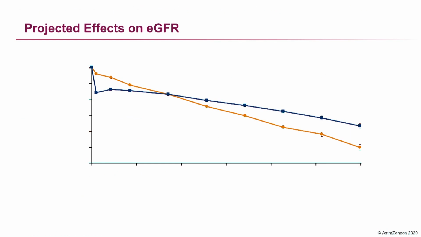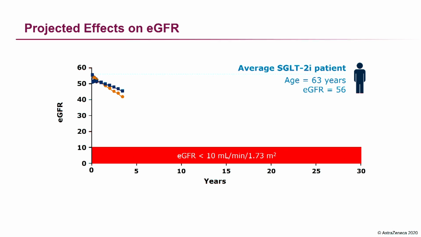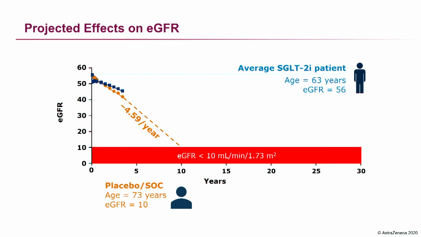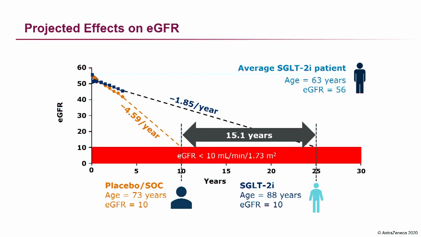So the next evolution comes with the SGLT2 inhibitor. This is a diagram showing the projection for a patient at the age of 63 with an eGFR of 56, if you prescribe an SGLT2 inhibitor, irrespective of presence or absence of diabetes. In a patient with diabetes, the projected decline in eGFR is 4.59 per year, which means in the next 10 years this patient will require renal replacement therapy in the form of dialysis or transplant. But when you add an SGLT2 inhibitor timely, the decline in eGFR is reduced to 1.85 ml per year, which means the patient will get an additional 15 years before he progresses to renal replacement therapy.